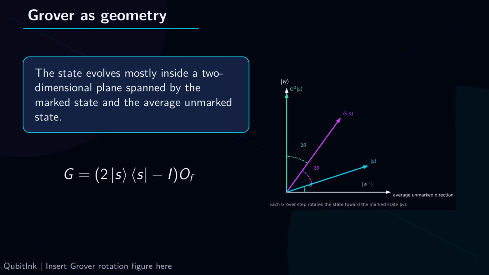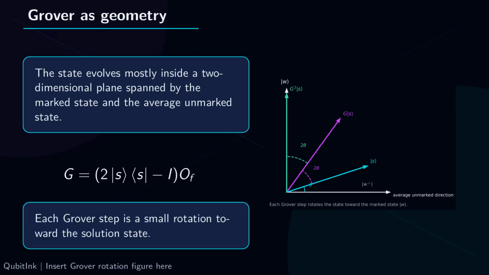A Grover step is written as G = (2|s⟩⟨s| − I) O_f. Here, O_f is the oracle reflection, and 2|s⟩⟨s| − I is the reflection about the uniform state |s⟩. The product of two reflections gives a rotation. Each Grover step rotates the state closer to the marked solution.